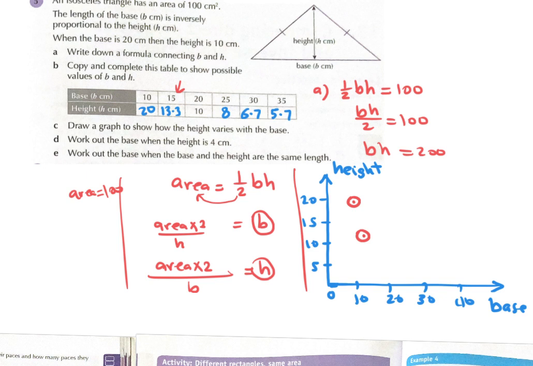The third point is 20, 10. So this is 20, 10. So how do you do that? 15, then the next one, 25.8. Like that. This is not accurate, but I'll just explain how to do it.